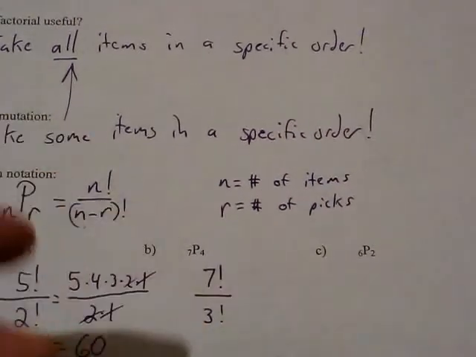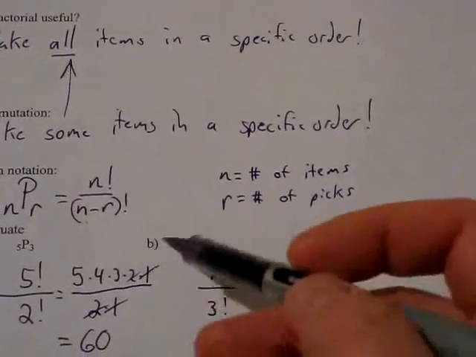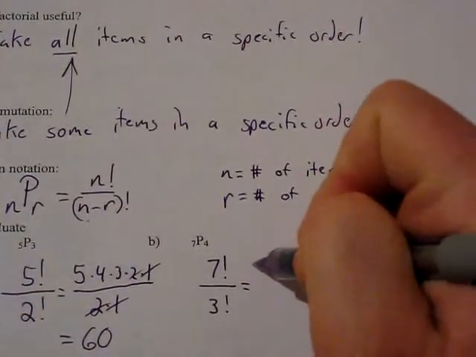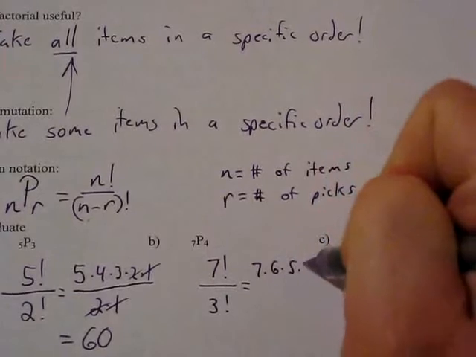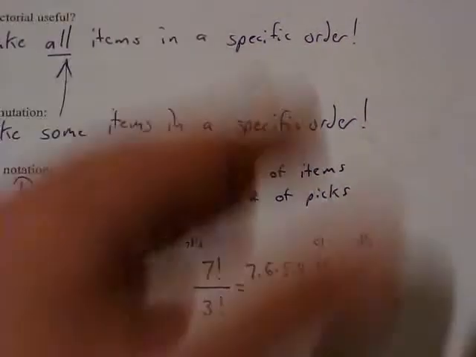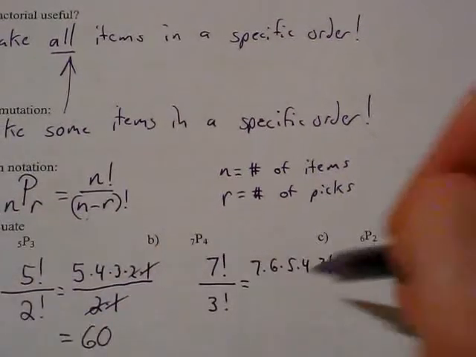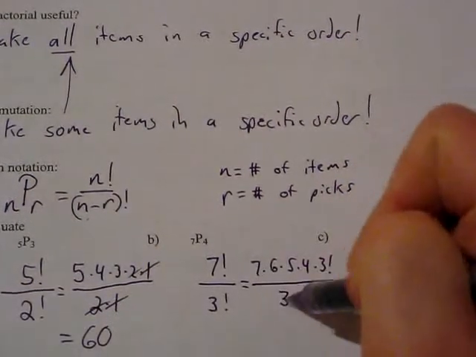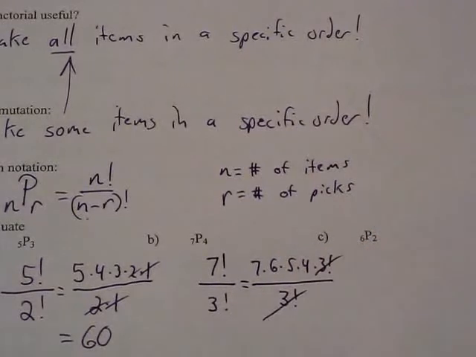Now let me show you a way to do this problem just a little bit different than what I wrote here. I'm going to write 7 times 6 times 5 times 4 times 3 factorial. Instead of writing 3 times 2 times 1, I just kept that as 3 factorial. Now you'll notice my denominator also has 3 factorial in it. You can simplify those and they divide to make 1.